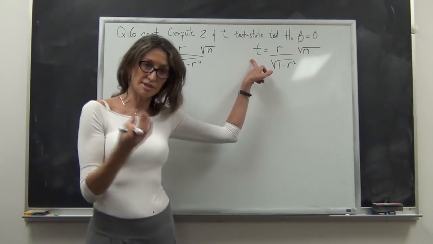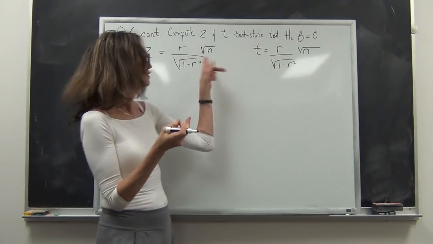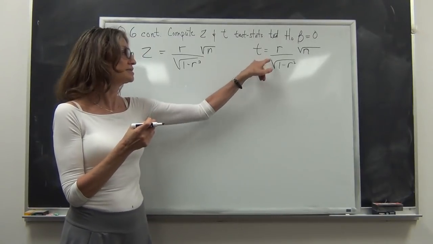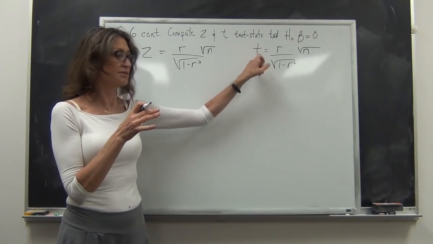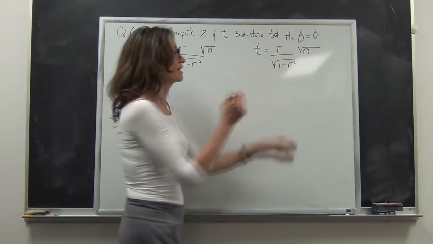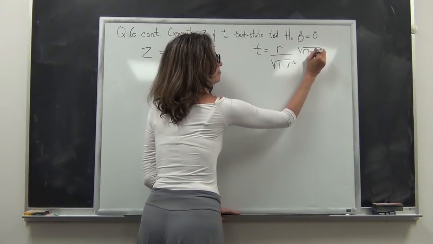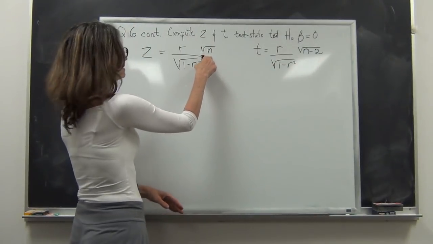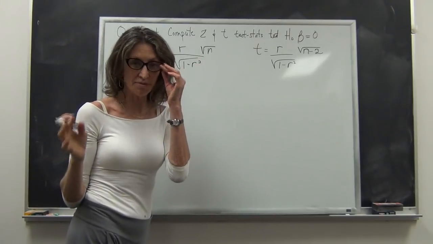This t statistic is a little bit smaller than this one. And this is the stat. This isn't the critical value. The t statistic is smaller by a factor, this is n minus 2 instead of n, where n is the sample size. We're doing the same problem from before.